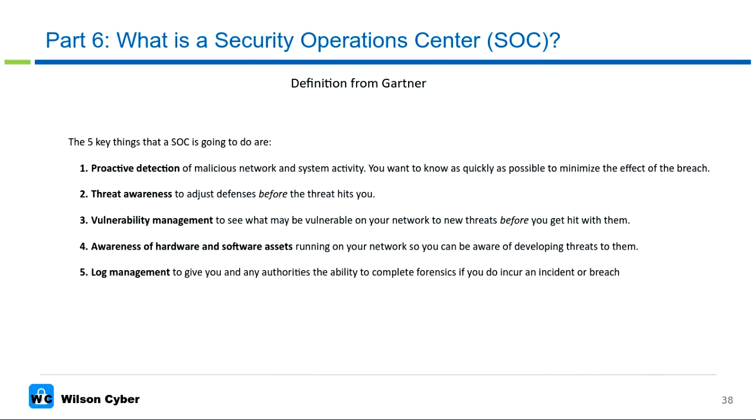Awareness on hardware and software assets running in the network. Should be aware of developing threats to them. If we follow the risk management framework, before we implement security controls, we need to understand what is our authorization boundary, and the awareness of hardware and software assets really complies with understanding your authorization boundary.